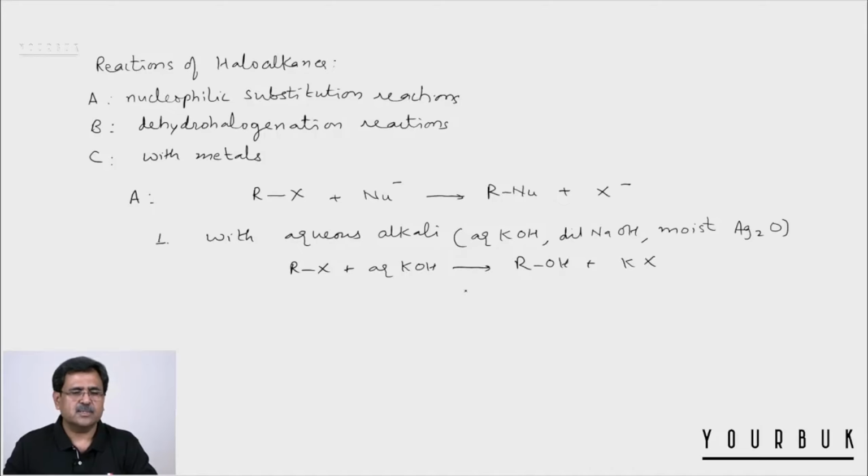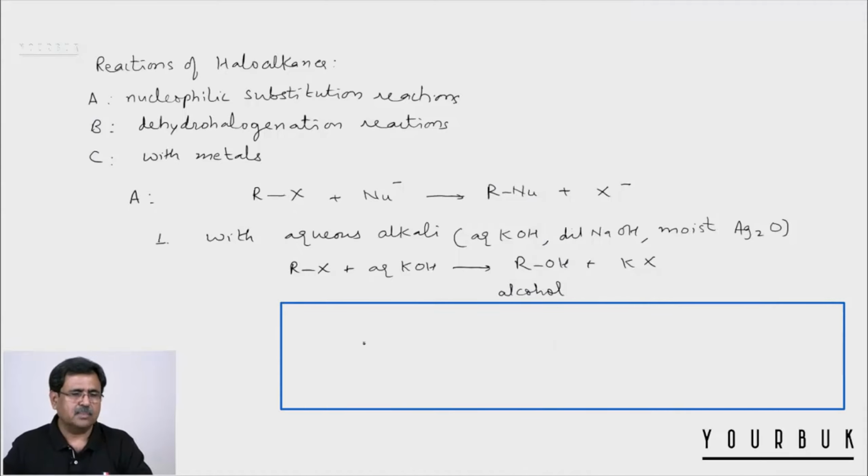Now this ROH is called an alcohol functional group. So we can replace X by OH using aqueous KOH, but you can use any reagent, dilute NaOH, moist silver oxide, anyone can be used to replace X by OH. So this is a method to prepare alcohol also.